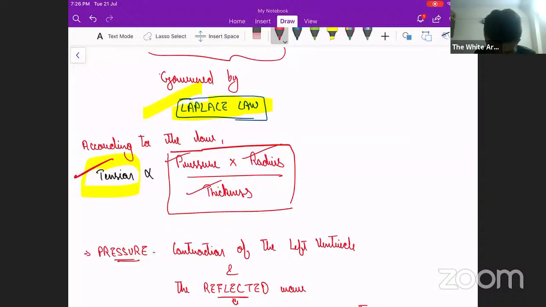In a similar way, if the stroke volume is large, what happens? The radius of the vessel will expand. There will be more expansion, so you will find a bounding pulse because the wall tension is increased.